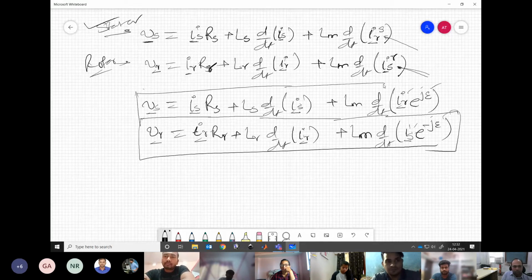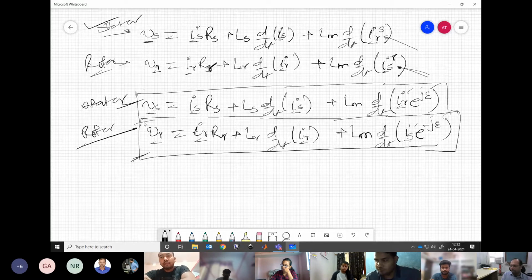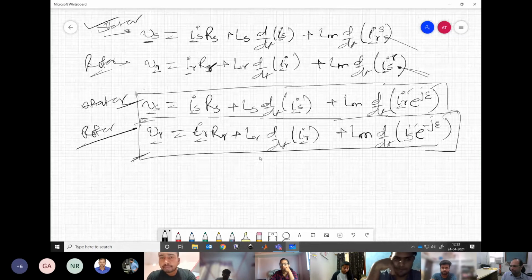So these are your stator and rotor voltage equations or electrical equations, which are defining the characteristics of your machine, at least the electrical characteristics of the machine. Is that clear? Yes or no? Yes, sir. This is the foundation for when we go and do analysis for any machine.